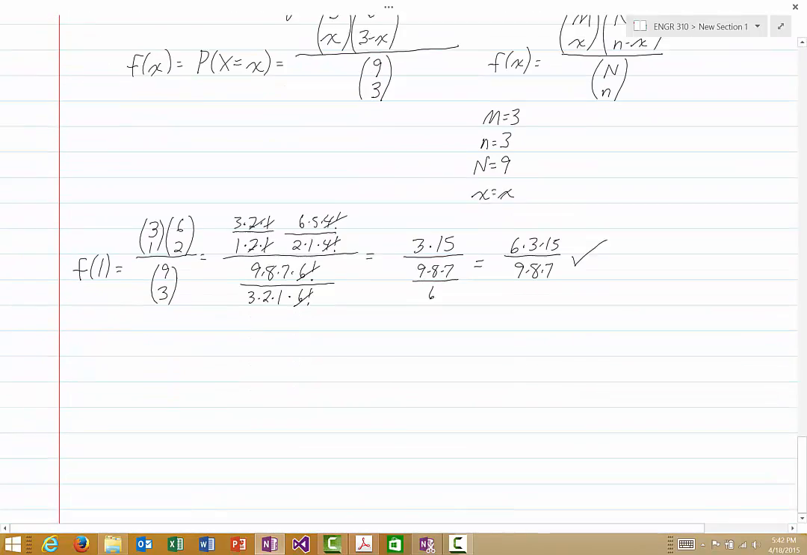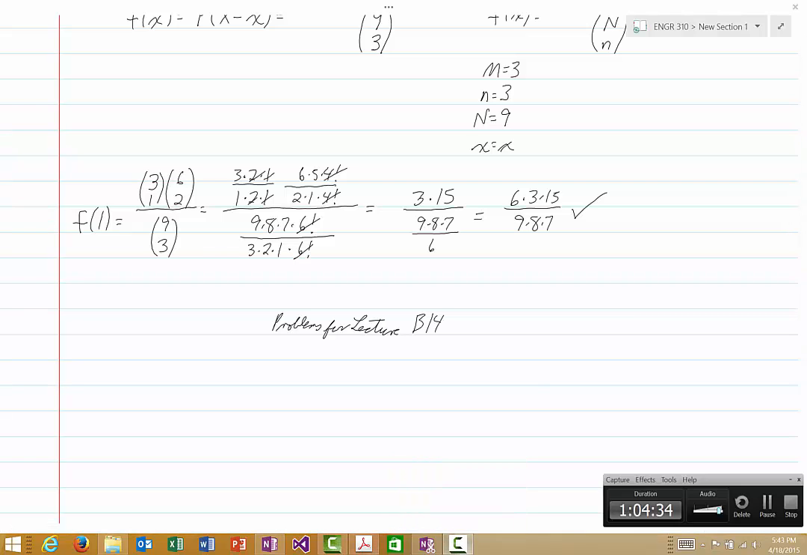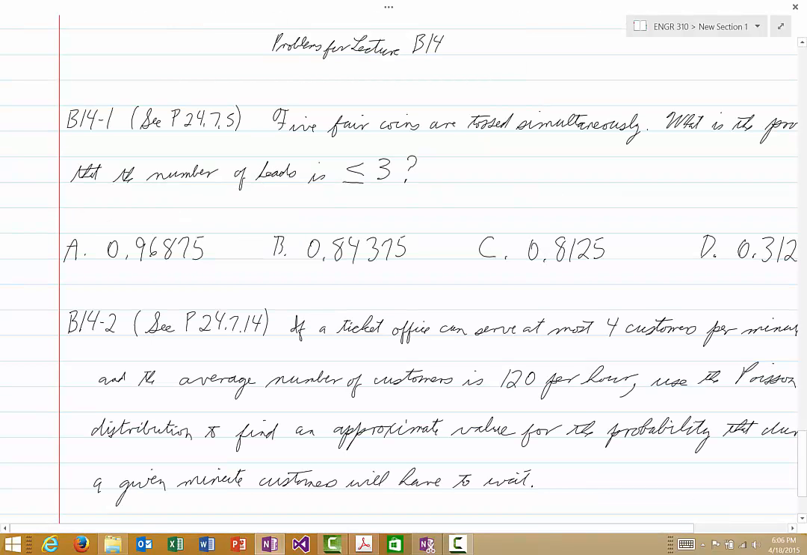So now let's look at some problems for this lecture, lecture B14. For problem B14-1, I suggest that you see problem 24.7.5 in the book. It's not exactly the same as this, but it's similar.